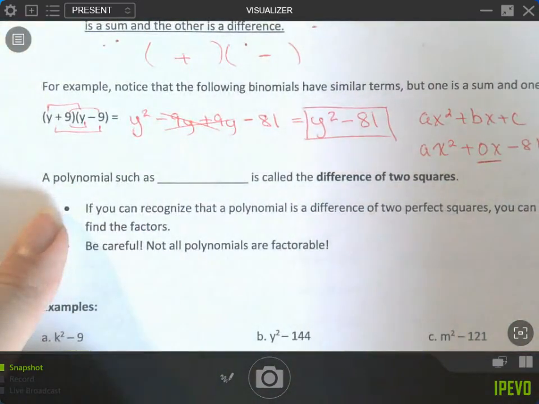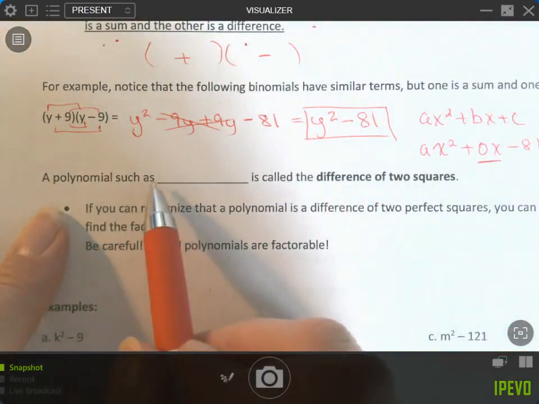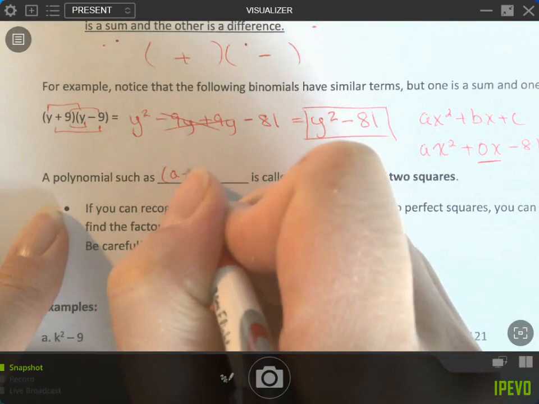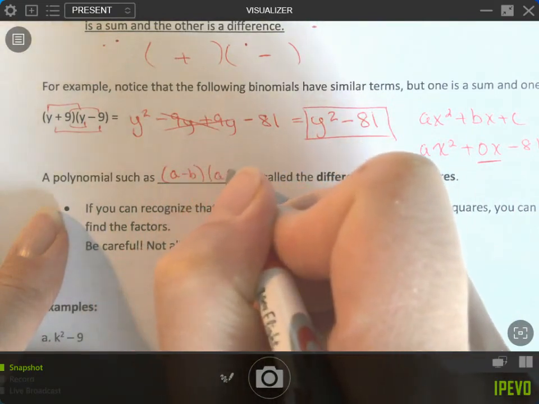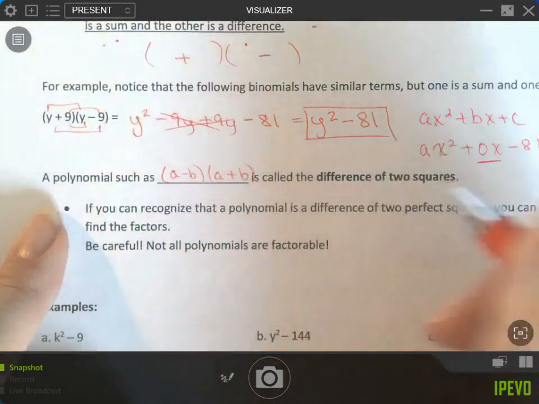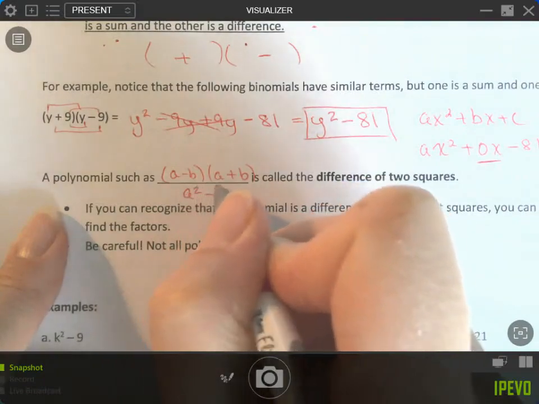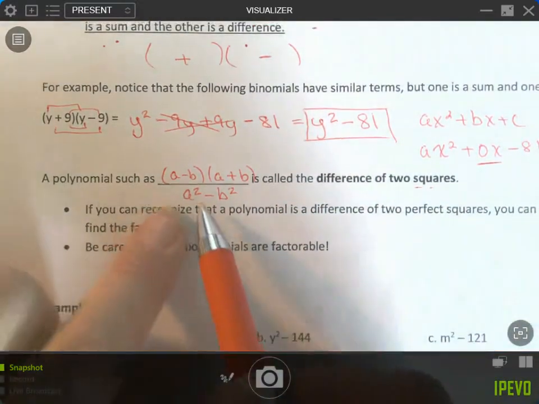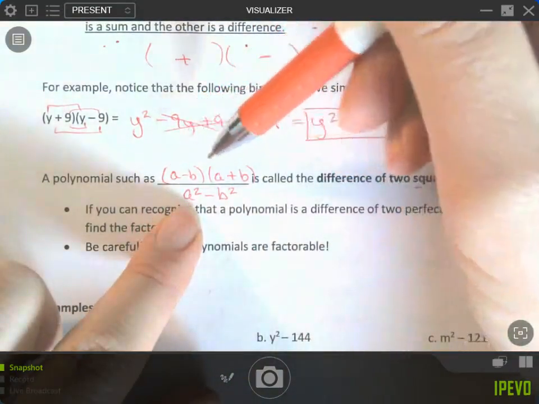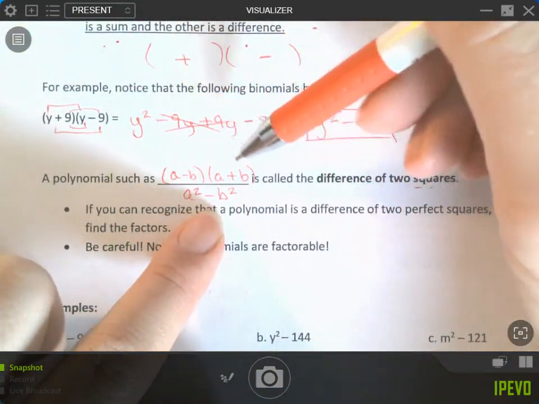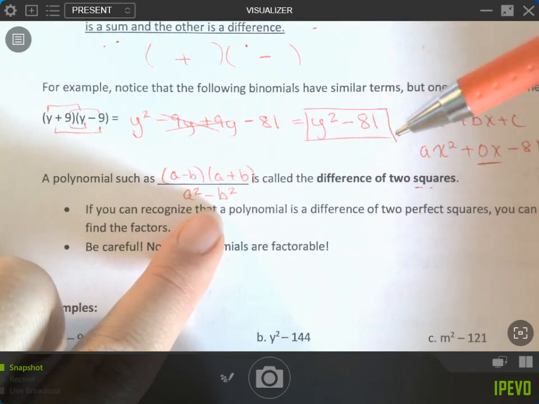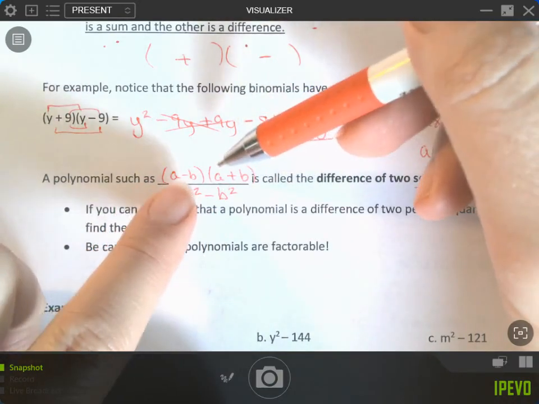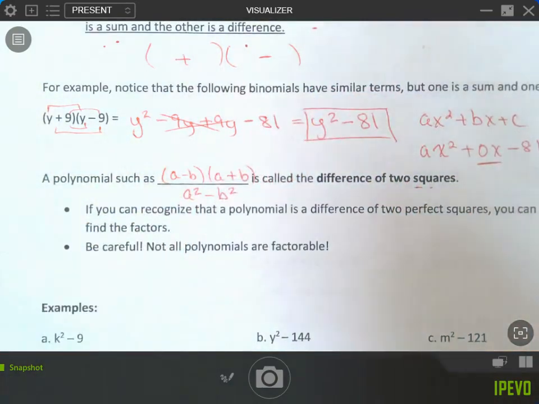So a polynomial such as this, or a polynomial such as, we'll go with a minus b times a plus b, which really is a squared minus b squared, is called a difference of two squares. So if I have a squared minus b squared, a times a is a squared, negative b times b is negative b squared. The outer is positive ab, the inner is negative ab, which cancels out to 0.